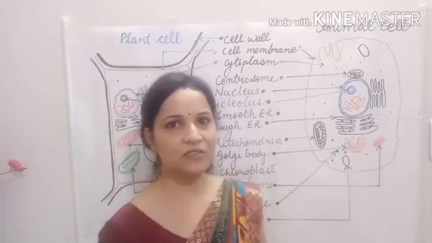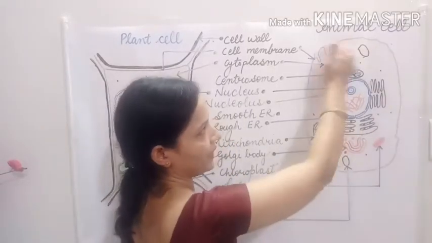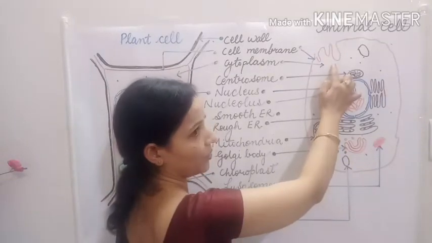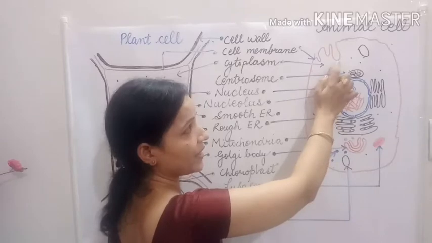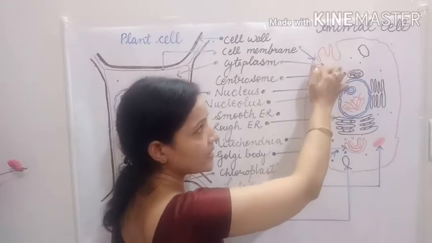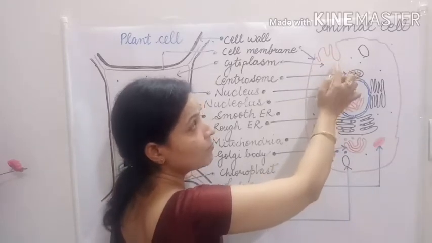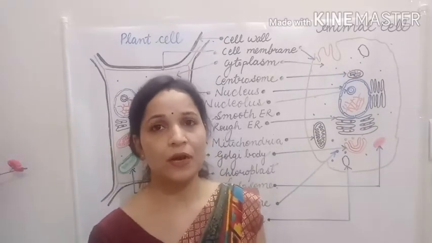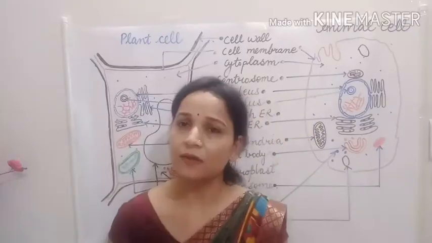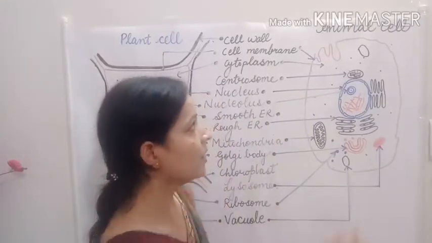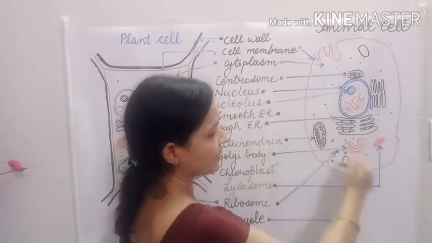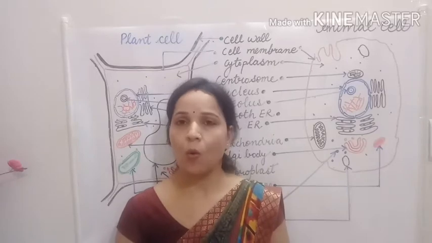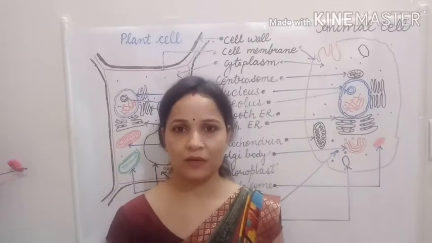Some more facts are associated with the cell membrane. As you can see, the cell membrane has pores, which means it is porous in nature, and these pores allow movement of certain substances like water and minerals inside and outside the cell. And the cell membrane is selectively permeable.